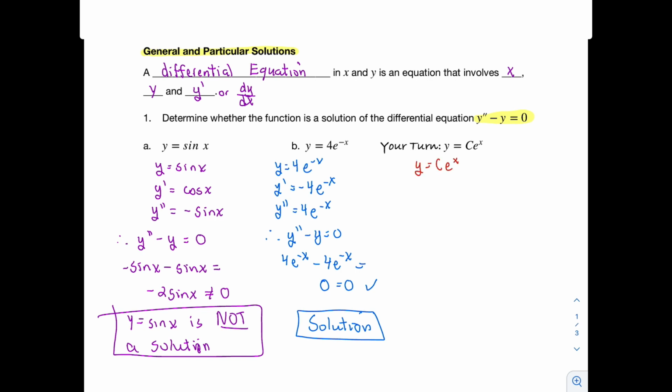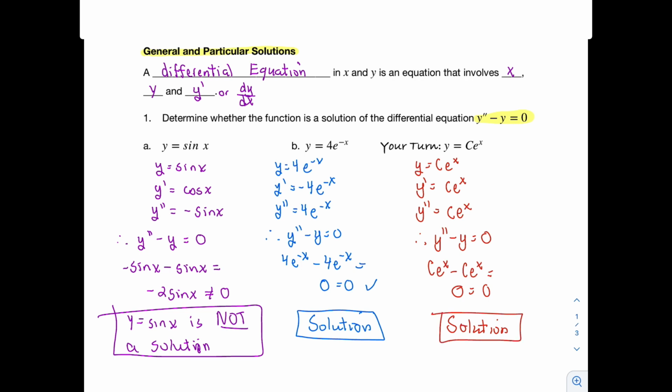So first thing we need to do is find our second derivative. Now remember, c is just a constant, understood to be a number, so the constant comes out. And so our second derivative is also ce to the x. So plugging that into our differential equation, we get ce to the x minus ce to the x. Well, that is 0, so 0 equals 0. This is also a solution. So notice that one differential equation can have multiple solutions.